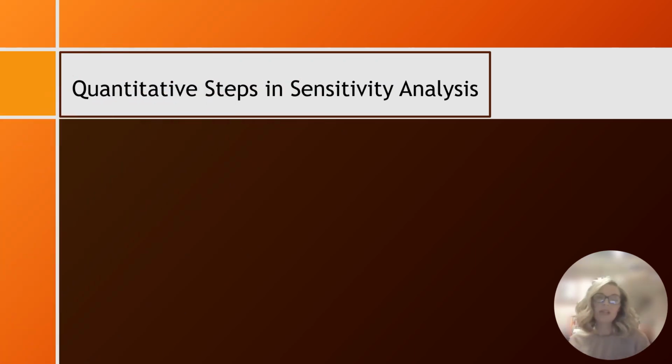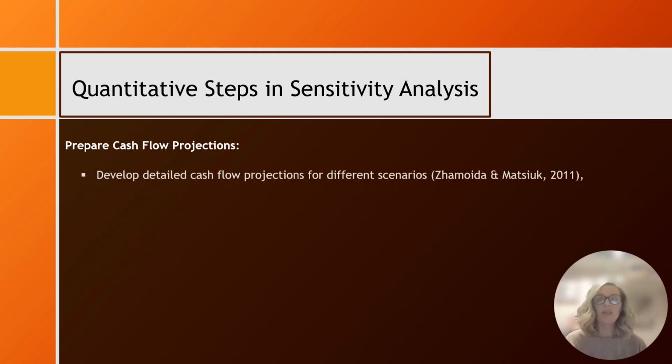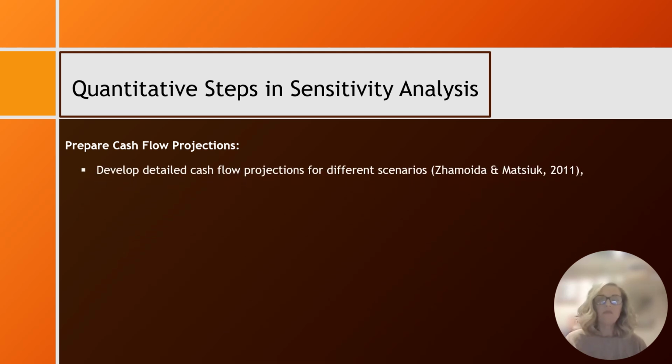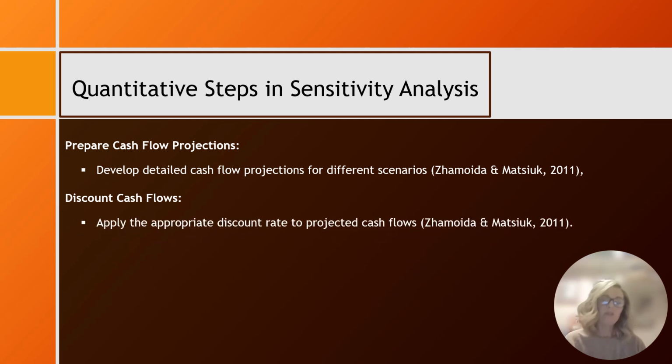Quantitative steps in sensitivity analysis. You want to prepare cash flow projections. To do this, you start by developing detailed cash flow projections for each scenario identified in the qualitative steps. This involves estimating the inflows and outflows of cash over the project's life. Apply the appropriate discount rate to the projected cash flows. The discount rate reflects the time value of money and the risk associated with the project.